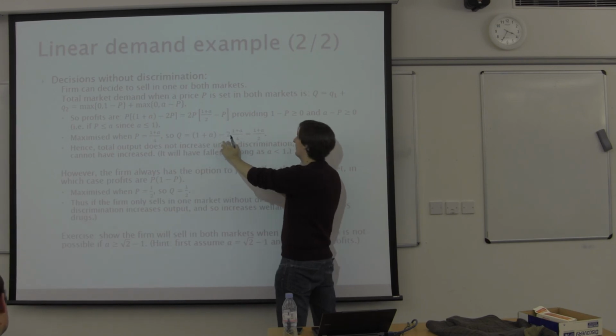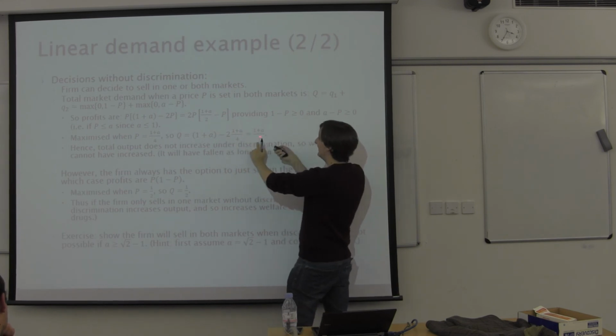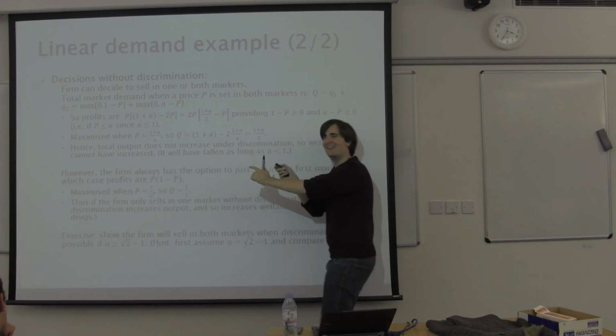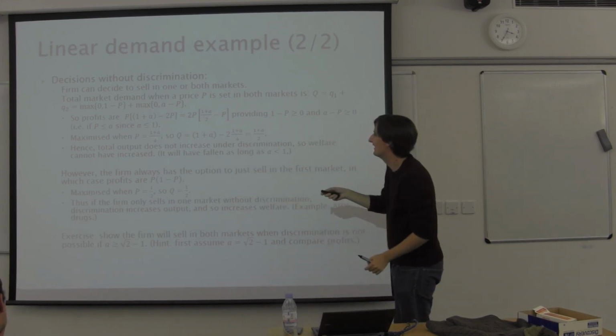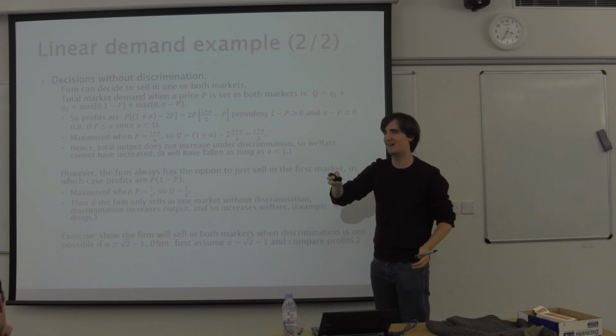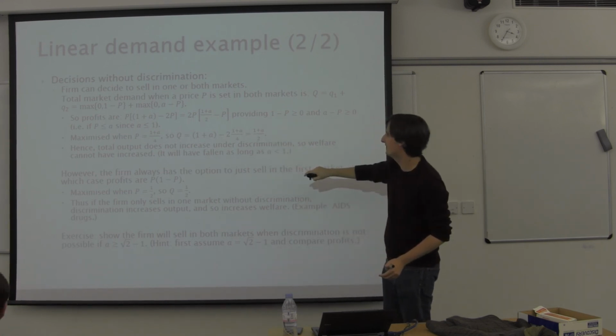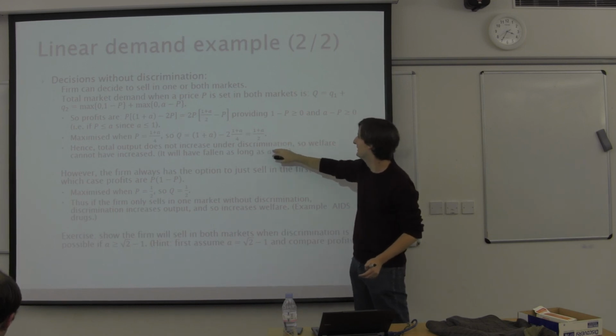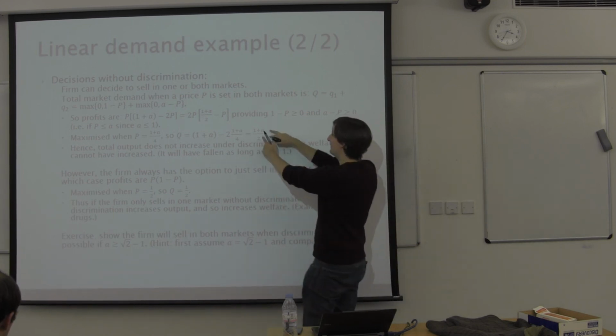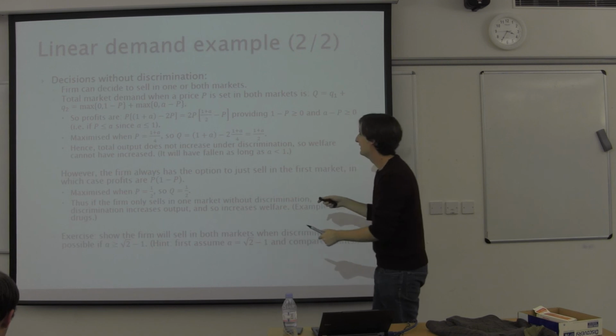Okay, it's tedious algebra. You get 1 plus A over 2. You could go through the details and do it a bit more thoroughly, but it's boring. So this is maximised when quantity is 1 plus A over 2.